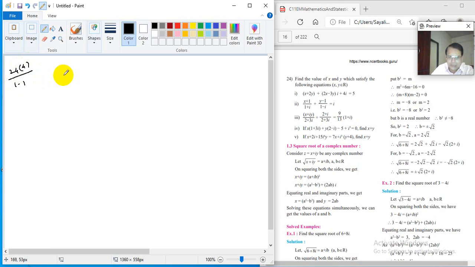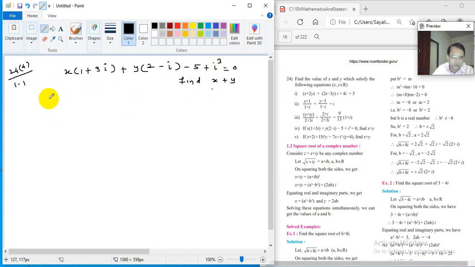What is that problem? x(1 + 3i) + y(2 - i) - (5 + i)^3 = 0, and they have asked you to find x + y. We have to find x + y, which means we must first find x and y. Now look here, how will you write this complex number?